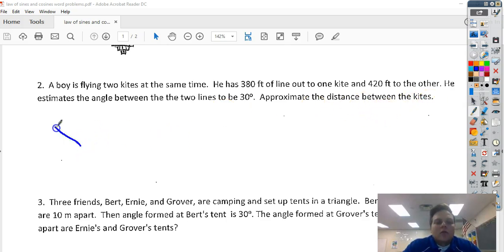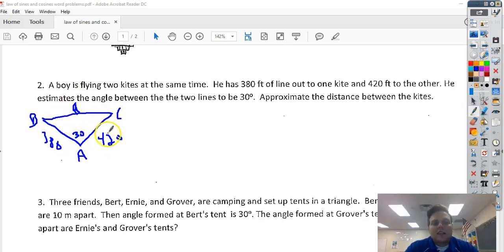Okay, so he has one line that's 380 feet, and then he has another line that is 420 feet. And then he knows that the angle between the two kites is 30 degrees. And he wants us to find the distance between the two kites. So let's go ahead and label this triangle as an ABC triangle. So then that means the side I'm trying to find, since I labeled it like this, is little a. If you label it differently, that's fine. You just have to make sure you stay consistent. Okay. So we want to find side little a.